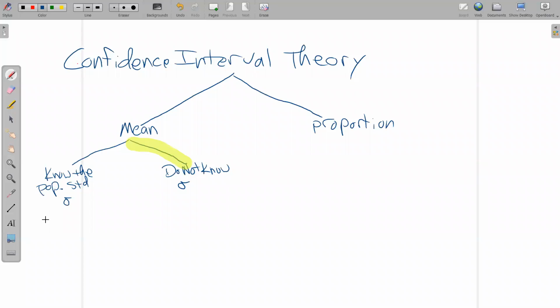If we know the population standard deviation, then we can calculate what we call the error bound on the mean by taking what's called a z-score, and a z-score is related to a normal distribution, and we multiply that by sigma, and then we divide by the square root of the sample size. And this tells us what the error on the sample mean is in terms of estimating the population mean.